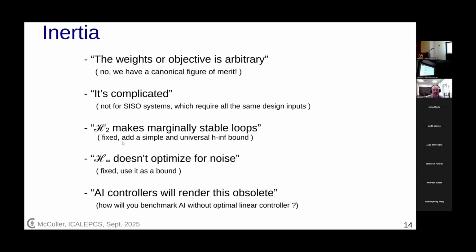And then what we did with this is, H2 indeed makes marginally stable loops, but you can add a simple and rather universal H infinity bound to fix it outright. H infinity, if you want to use that, doesn't optimize for noise. So it's actually not useful a priori. You should only use it as a bound for our problems. And of course, people are using AI controllers, but there's always a question of what they're doing to our noise. Are they going to inject weird signals and obfuscate our actual astrophysics goal? And how do you even benchmark them unless you have optimal control?